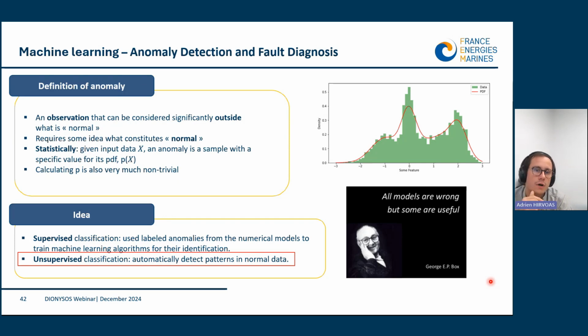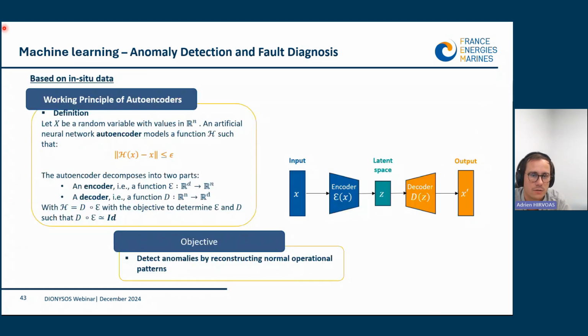So we can have two ideas, a supervised classification. So we will use the numerical model to perform synthetic anomalies of the system, and we will then learn the machine learning algorithm to detect these anomalies based on the labeled anomalies. And we can have also a non-supervised classification where we'll try, in fact, to automatically find the patterns of normal data. And this is the second aspect that I will show you in this presentation.